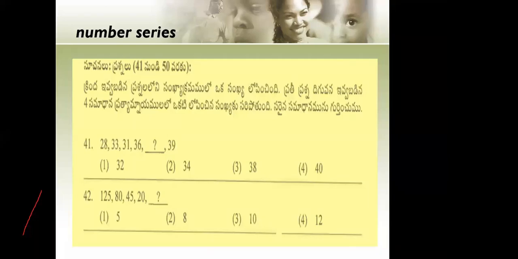Number series means, as you know, a series is given. The first question is 28, 33, 31, 36, 39. Here, one is missed. 28, 33, 31, 36, 39. Which number comes in place of the question mark? Here the question mark is in the given series, and you have to find the answer. This is the question. Here 28, 33, 31, 36 and 39. Generally, the pattern is either addition, subtraction, multiplication or cubes.